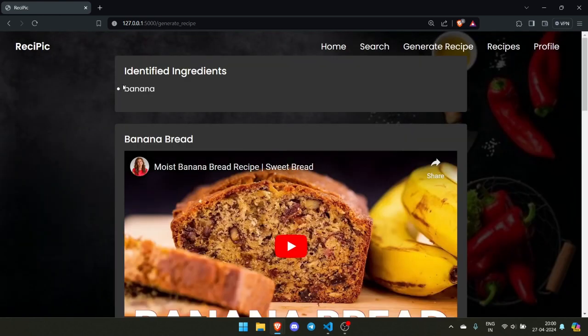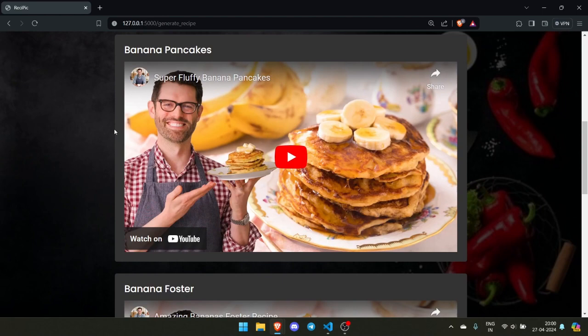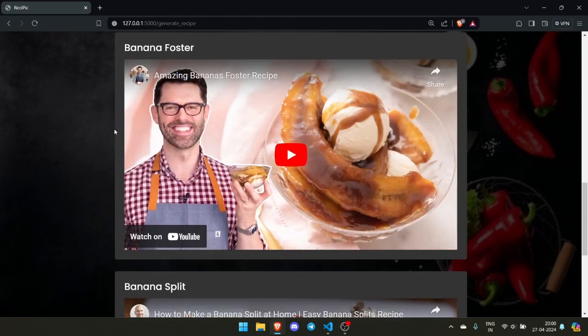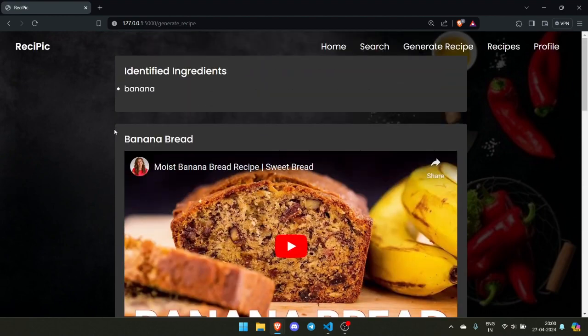Okay, so it identified the banana correctly and gave us 4 recipes. Banana bread, banana pancakes, banana foster, banana spread. Let's take another example.